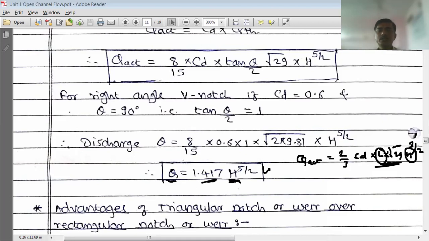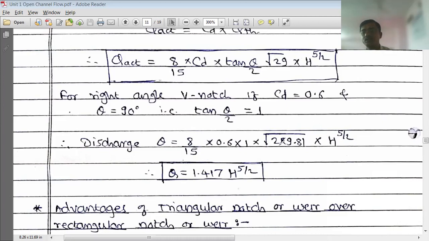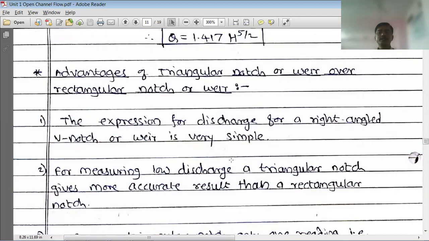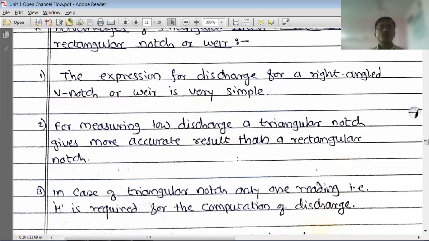Just by knowing the head of water over the crest of the notch or weir, we can easily find out the discharge over the triangular notch or weir. So the first advantage is that the expression of the discharge is very simple. Second, for measuring low discharge, a triangular notch gives more accurate results than the rectangular notch. This is the second advantage of the triangular notch.